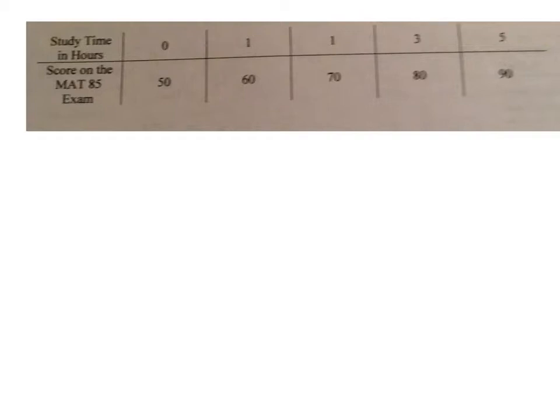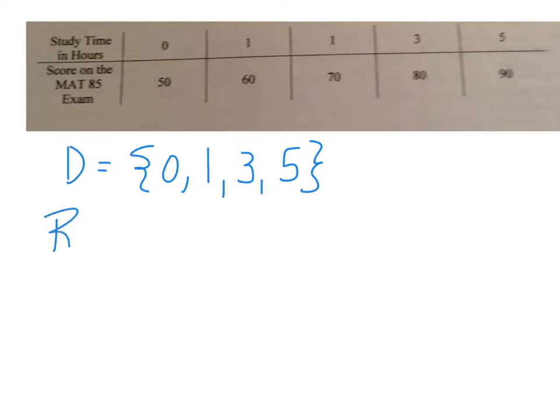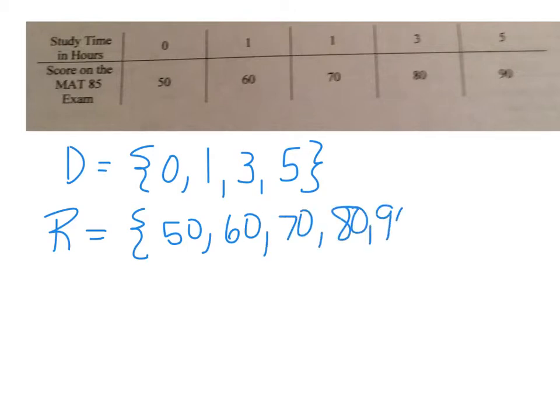So let's first of all determine the domain. So the domain in this case is 0, 1. 1 is listed there twice, but I don't have to write it twice in the listing of the domain. So 0, 1, 3, and 5. And the range is 50, 60, 70, 80, 90.